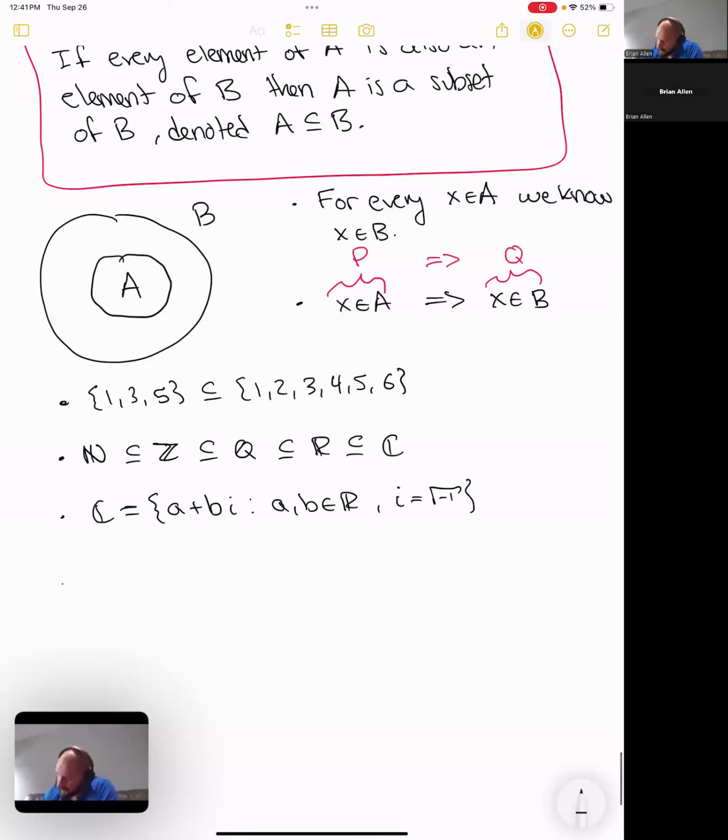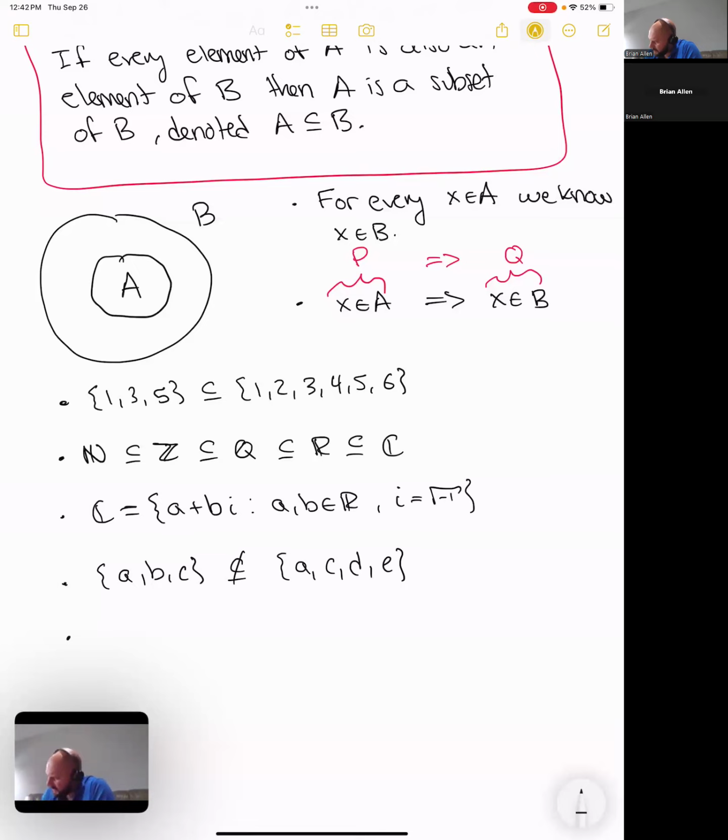To give you a non-example, if I take the set {a, b, c}, this is not a subset of {a, c, d, e}, because b is not in the second set. By the way, in mathematics, whenever you put a slash through a symbol, it always means not that thing. So that means it's not a subset when I put a slash through it.